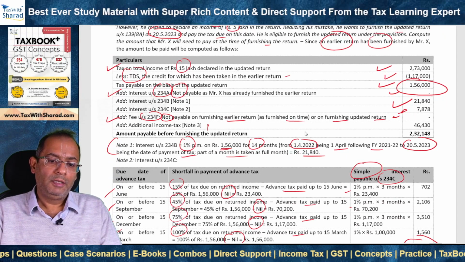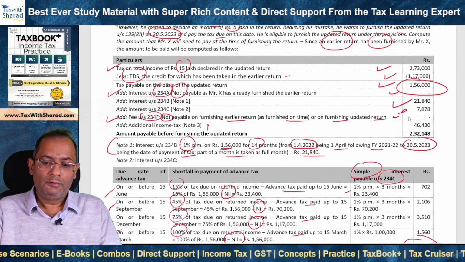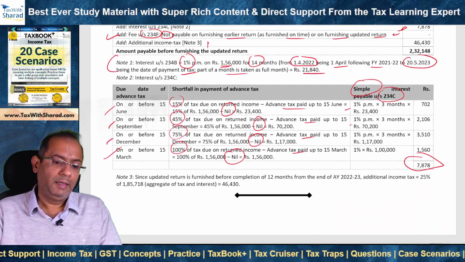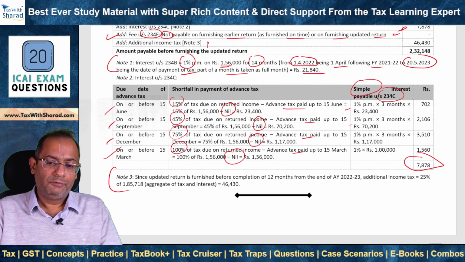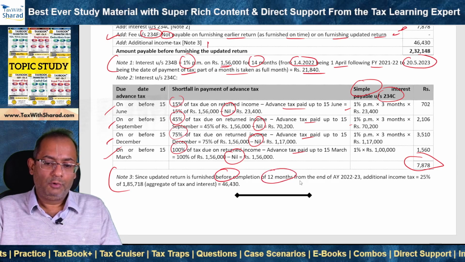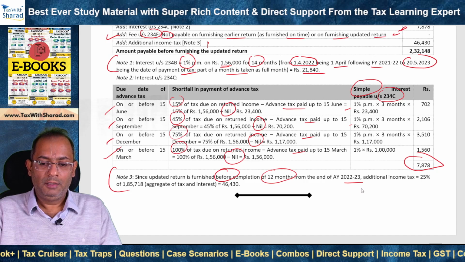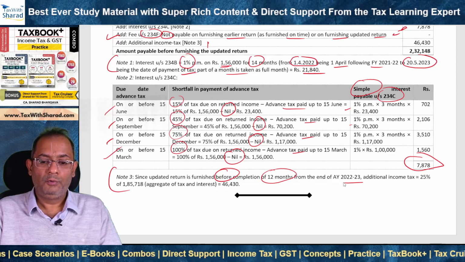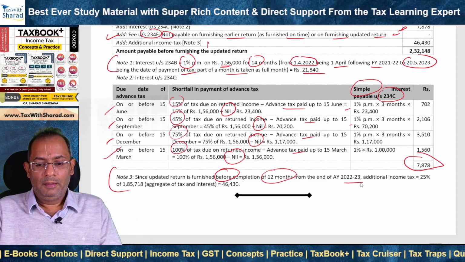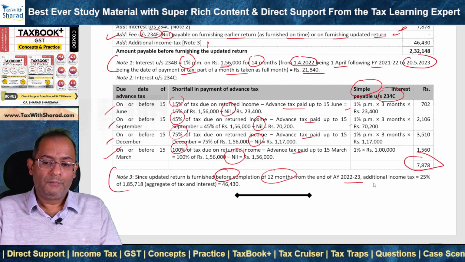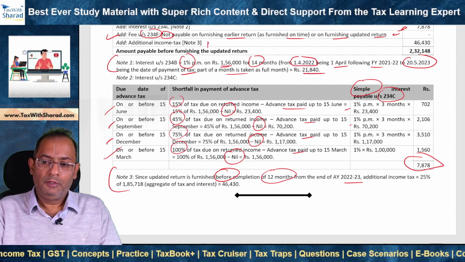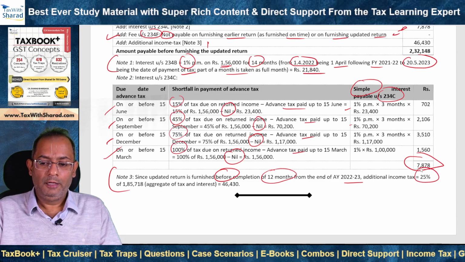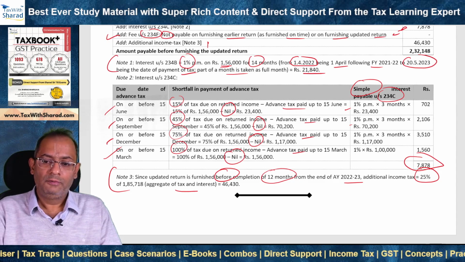Finally, we will compute additional income tax, which will be at the rate of what, 25% or 50%? It will be at the rate of 25% because since updated return is furnished before completion of 12 months from the end of assessment year 22-23. So end of assessment year 22-23 is 31st March 2023 and 12 months from the end is 31st March 2024. And since the updated return is being furnished on 20th of May 2023, the additional income tax will be at the rate of 25% of aggregate of tax and interest.